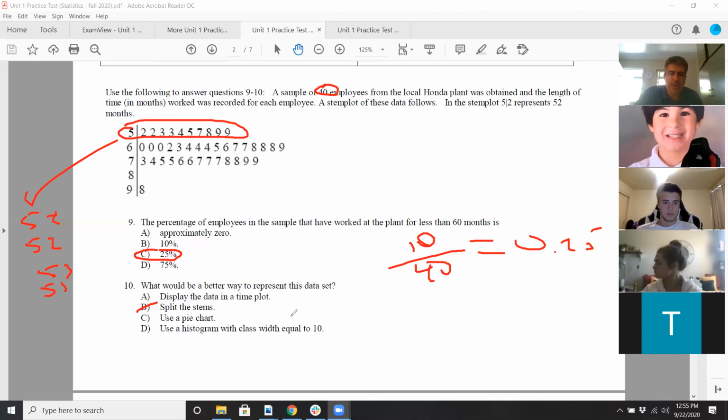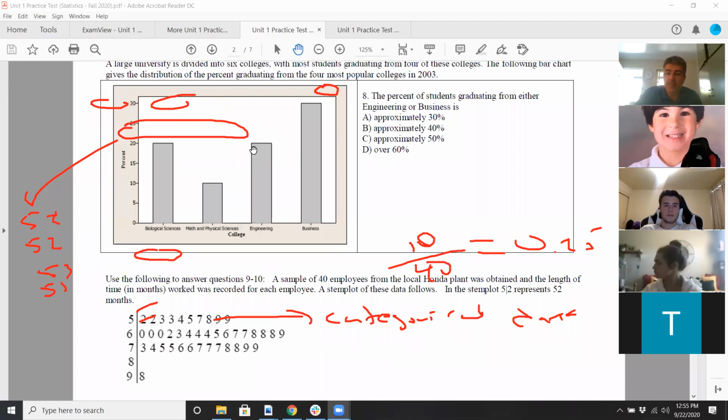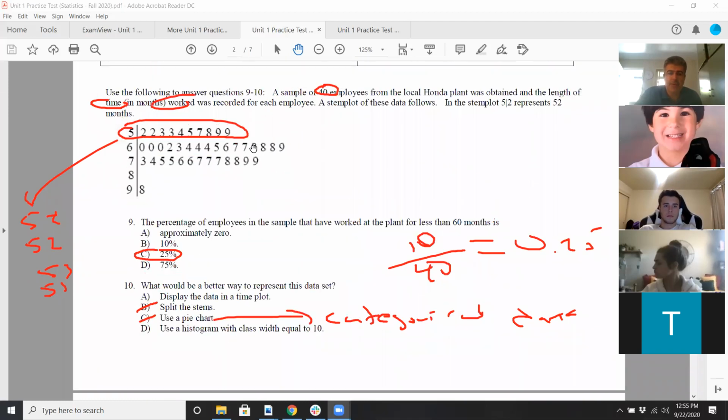A pie chart's usually better for categorical data. The data here is not categorical because you're looking at time that they worked somewhere. That's actually something you can compute an average. It's numerical. So I wouldn't go with a pie chart. A pie chart would have actually been great for the previous one, that's categorical. But not for 10.